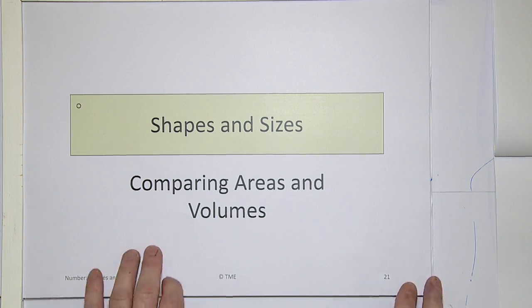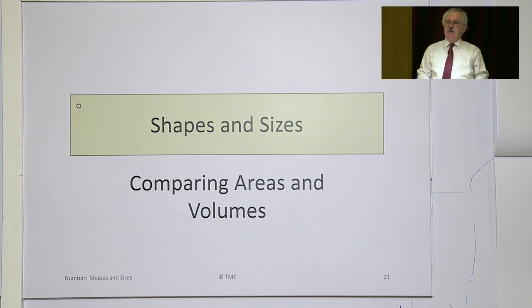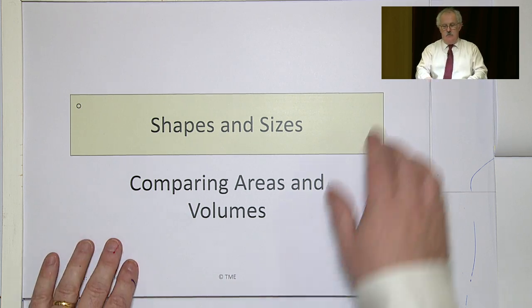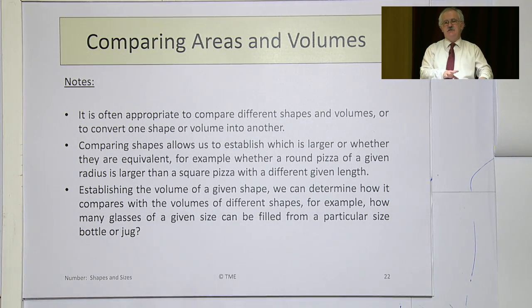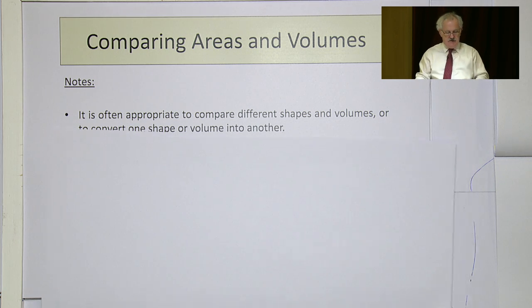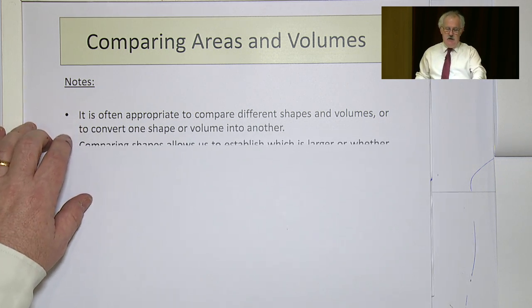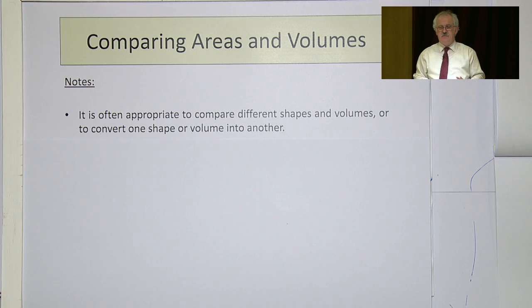Shapes and sizes, comparing areas and volumes. What happens here is you get a question and you're asked to say, would this size be bigger than this, or how many of these would fit in this, etc. So the notes on this section are, it's often appropriate to compare different shapes and volumes, or to convert one shape or volume into another.